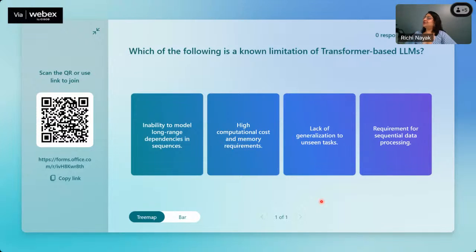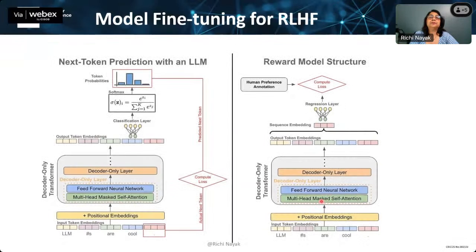Yep, I think in this question we have undivided attention, so no conflict here. So the answer is B. They do have generalization, they can process sequential data, and they can learn long-range dependencies, but they are known for high computational cost and memory requirements.